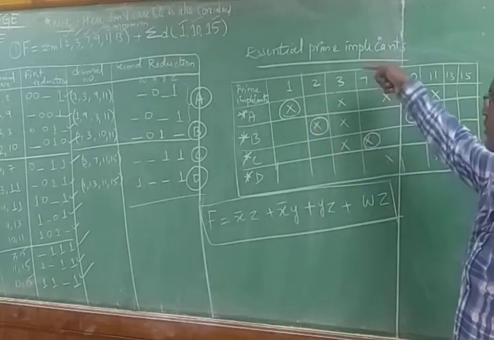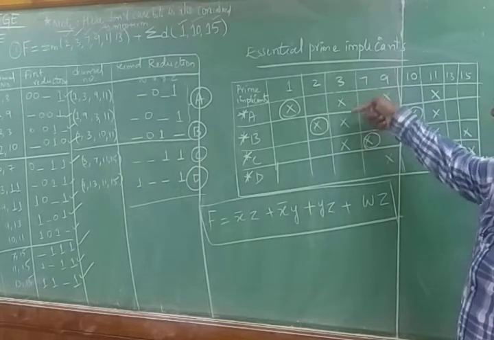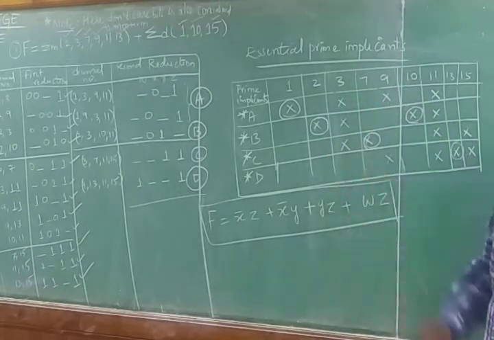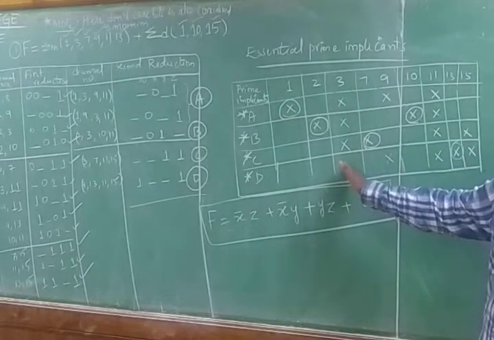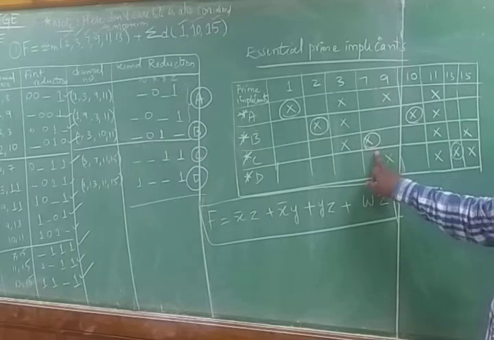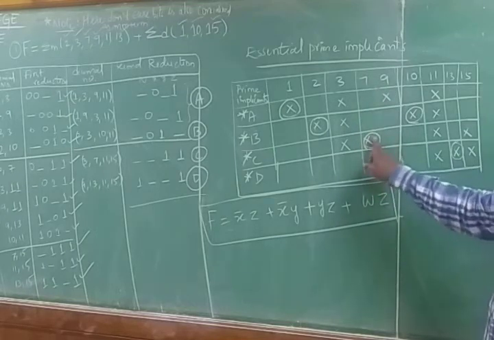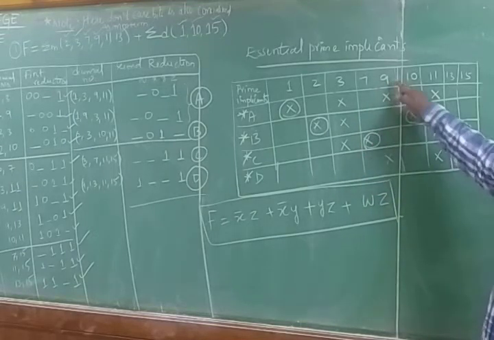After that, we go for C. 3 is coming here, here, here, thrice. That means we don't want to write it down; we don't put the circle because it's coming repeatedly. Like that, 7 is coming once, so we put the circle and cross. Next, 9 is coming twice.